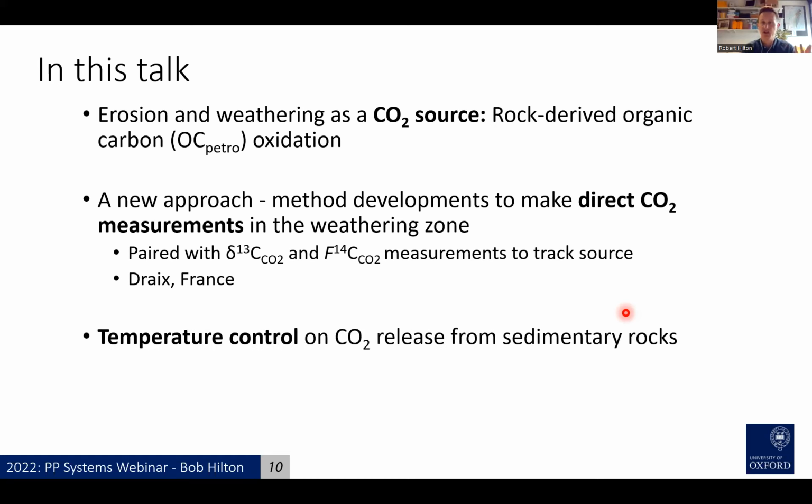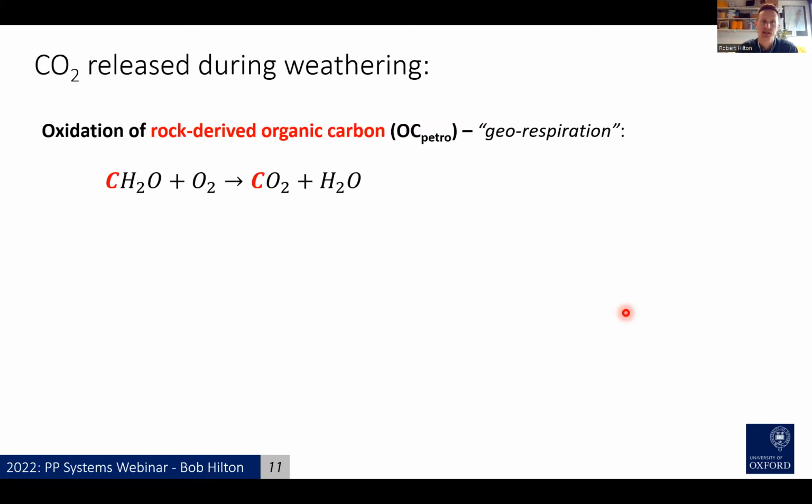Actually, I'm going to tell you what the main scientific finding is straight away. We find that changes in temperature correspond to changes in CO2 release from these sedimentary rocks. And before we did this work, that wasn't recognized at all. And so this is a really important outcome of what we were able to do methodologically. And then I'll just provide an overview and obviously take questions.